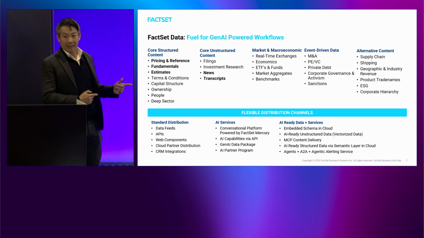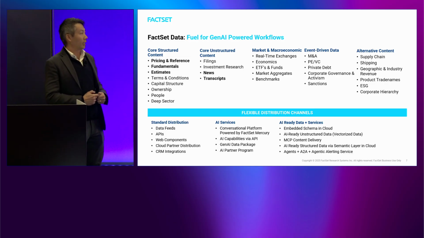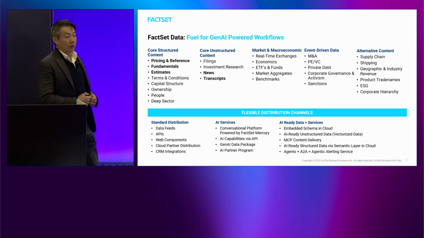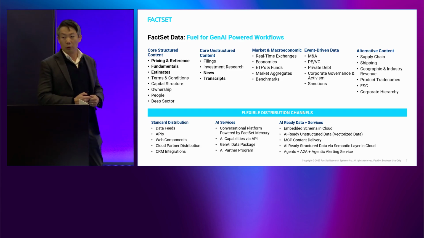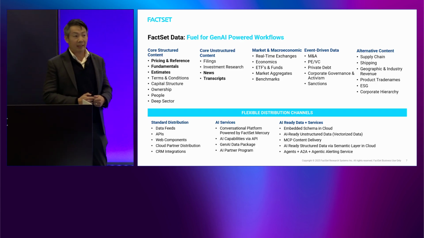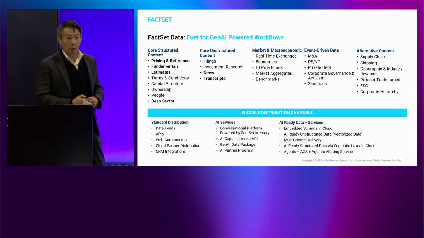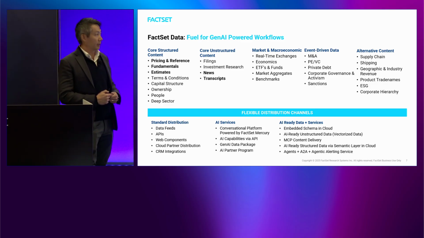I'll get back to these in a minute. Moving on to market and macroeconomic data. For real-time exchanges, we stream over 300 global exchanges and OTCs, and all that data streaming is available natively in AWS, in an AWS Tigger plant. For event-driven data, we have mergers and acquisition data, private equity, venture capital data as well.